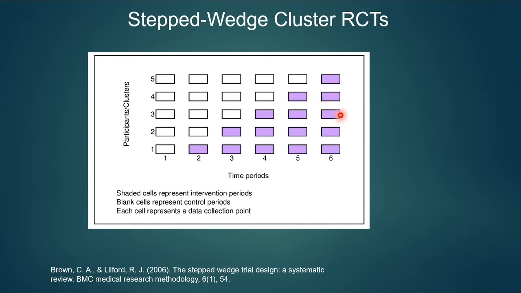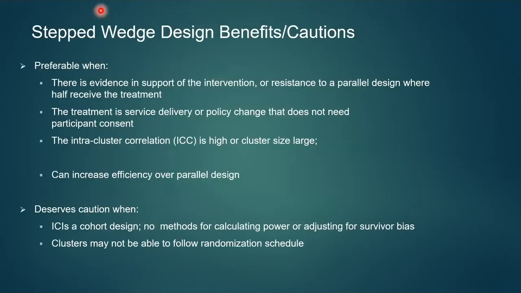And there's 2 very attractive aspects of the step wedge design that have made it very popular. So one is that when there's evidence in support of the intervention, it's attractive to facility directors, the health system, political actors, and so forth, that although we're conducting a randomized study, a randomized implementation study, or a randomized effectiveness trial, all facilities will have the intervention at the end.